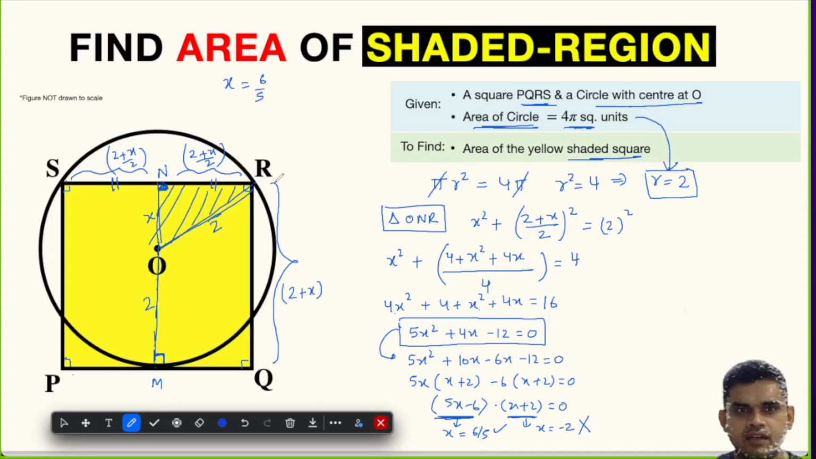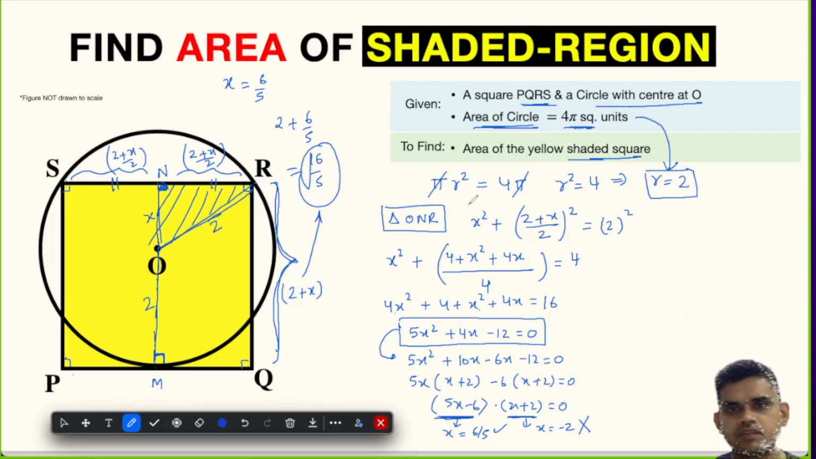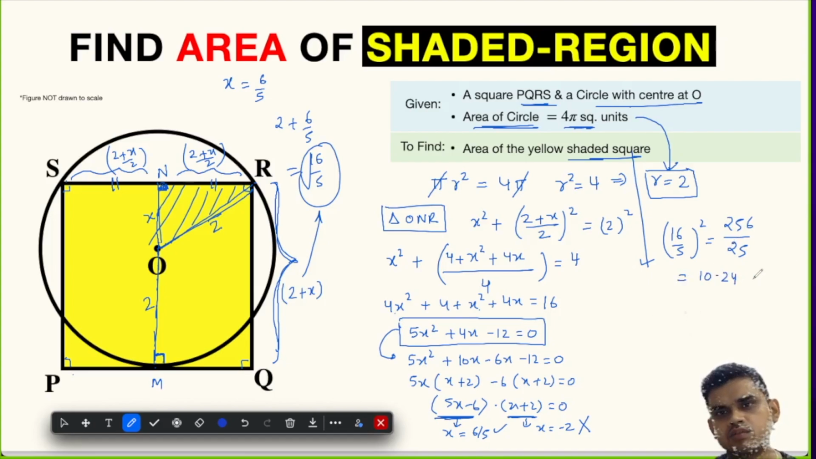Now we can find the side length of this square, that is 2 plus x. So this is 2 plus 6 over 5, that means 16 over 5. So each side of the square is 16 over 5 units. So the area of the square or the area of the shaded region will be 16 over 5 whole square, that is 256 over 25. If we want to express this in decimals, this will be 10.24 square units. So the area of this yellow shaded square is 10.24 square units.